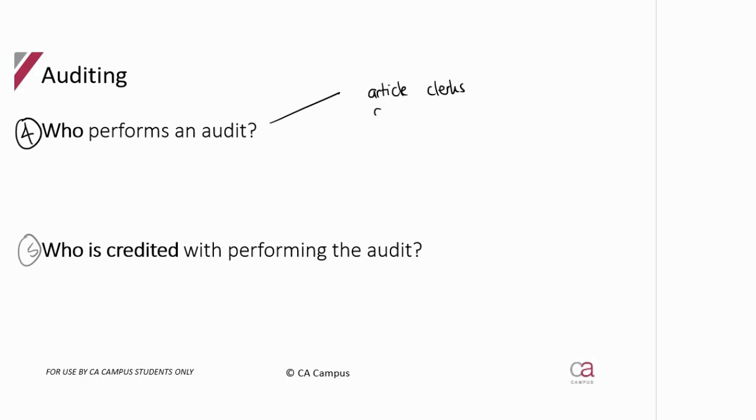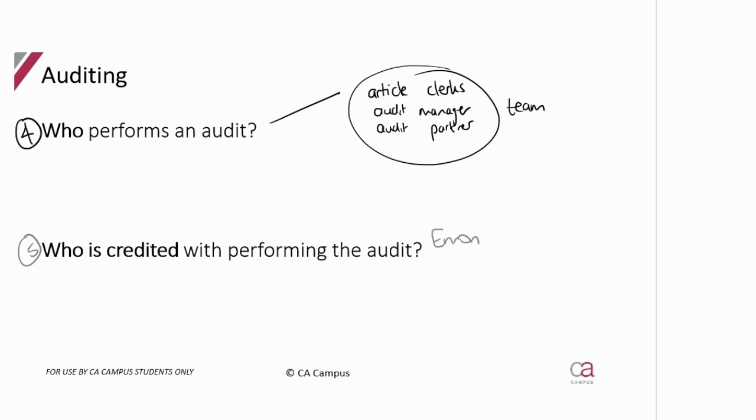You've got audit managers who go and review the work. You've got an audit partner who goes and signs off. So ultimately, you've got a team of people who do the work. But who gets credited with performing the audit? And guys, I'm going to drop some names here, and this might help you come to the correct answer.